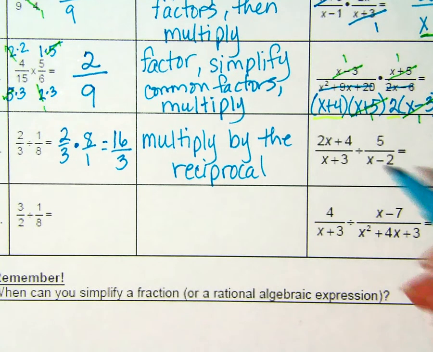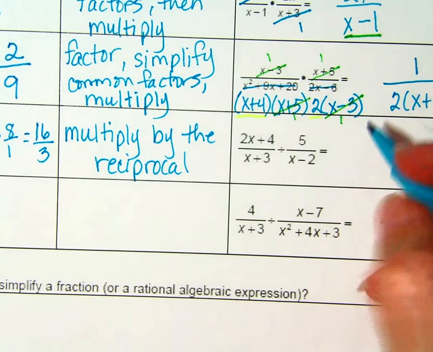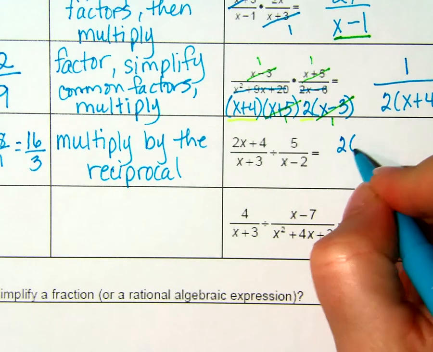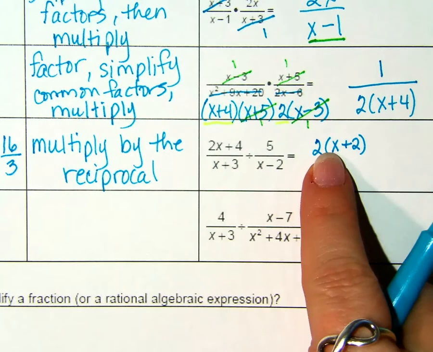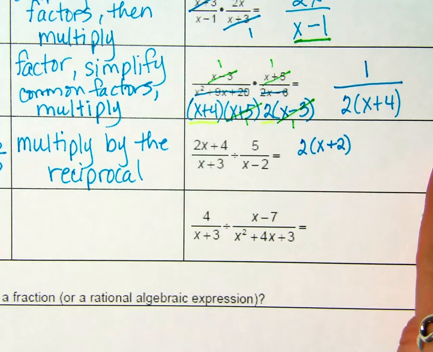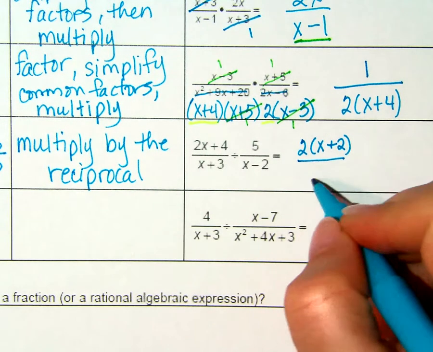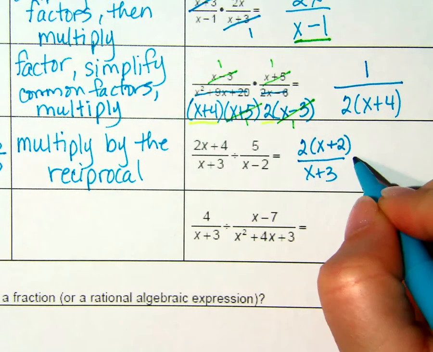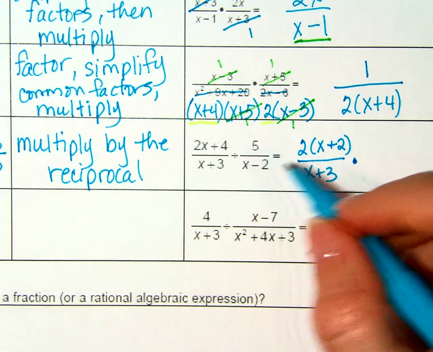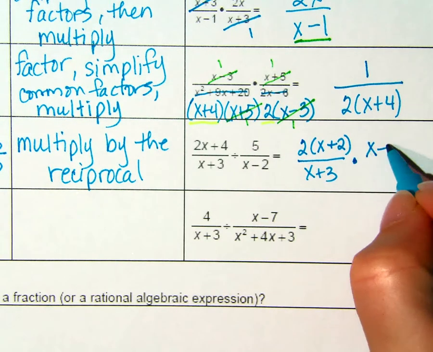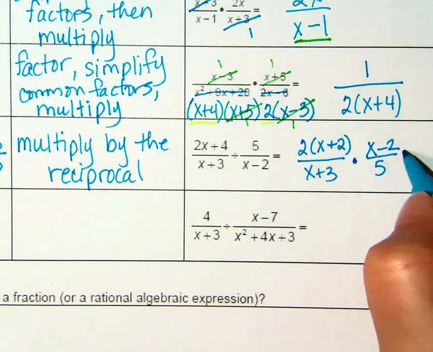Okay? So when doing this problem right here, I'm going to rewrite this as 2 times x plus 2, because I'm factoring this as I go. I don't want to have to do a whole other step later. Over x plus 3, times, remember this becomes a multiplication problem, and we're going to take the reciprocal of this fraction, x minus 2 over 5.